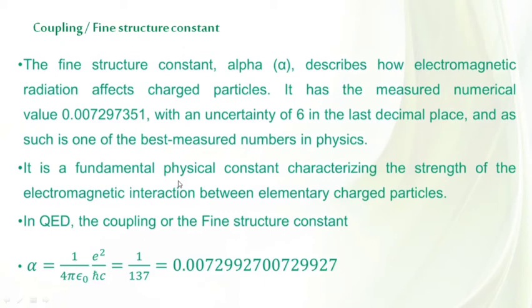You can get the value of 0.00729927007299227. So it is one of the most precise values in all physics, not only in physics, but in all of science.